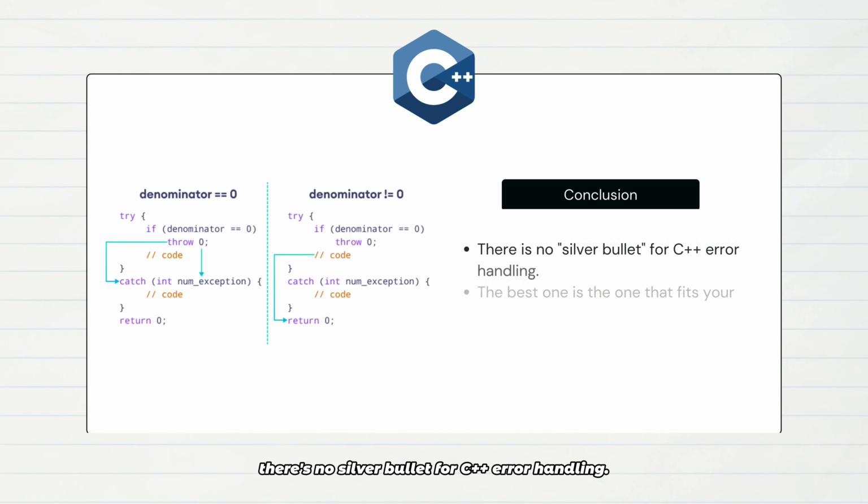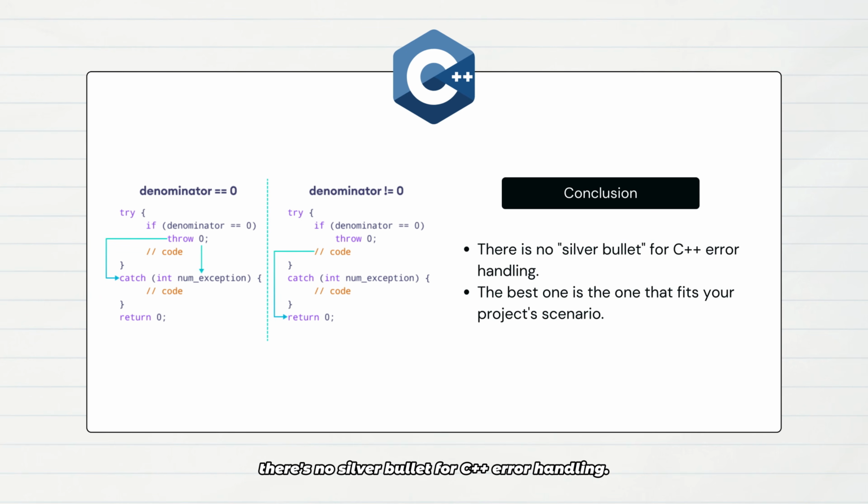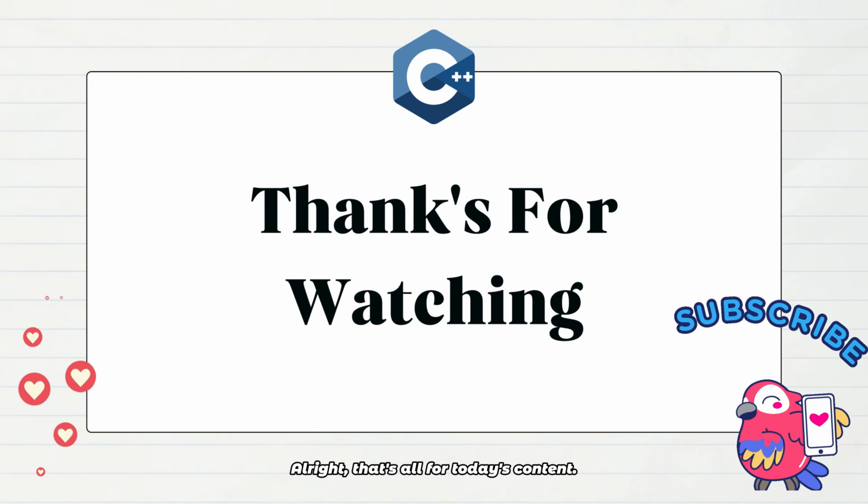To summarize, there is no silver bullet for C++ error handling. The best one is the one that fits your project scenario. Next time you're struggling with error handling while coding, stop asking which one is correct and start asking, what does my scenario need? Alright, that's all for today's content.